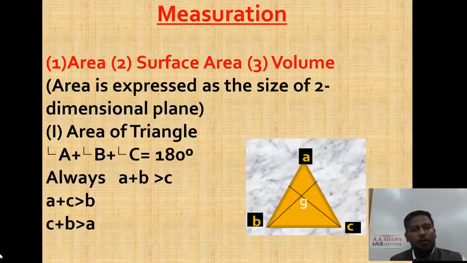And after moving from the angle towards the side, the second most important property of a triangle is that the sum of any two sides of a triangle is always greater than the third side. As you can see over here, if you add the length of the side AB plus BC, it will always be greater than the side AC.